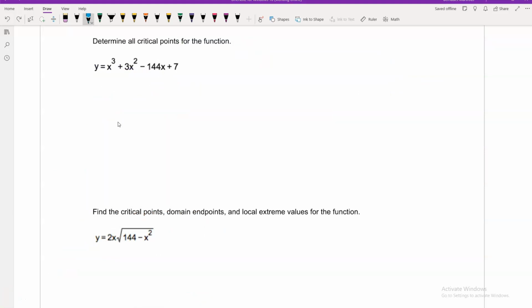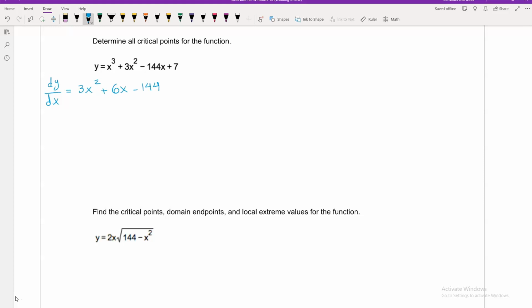y is equal to x cubed plus 3 times x squared minus 144 times x plus 7. So we have to find y prime, or the derivative of y with respect to x. This is equal to 3x squared plus 6x minus 144. Now to find the critical points of y, we have to use this derivative and determine where the derivative is 0 or undefined.